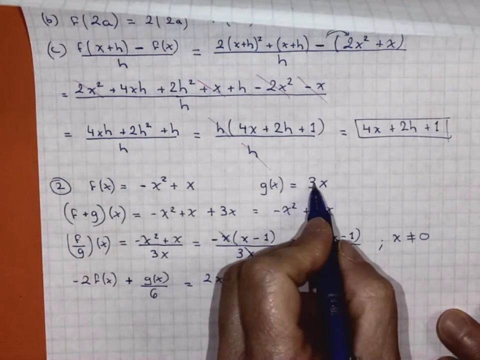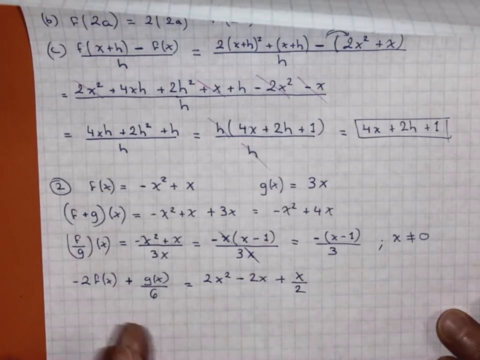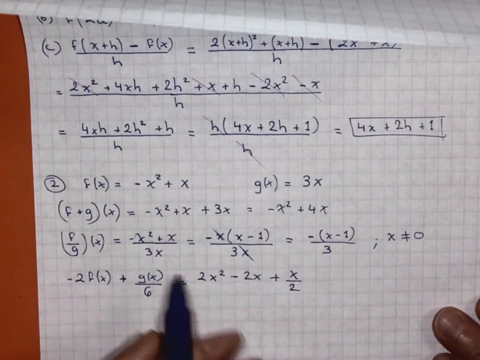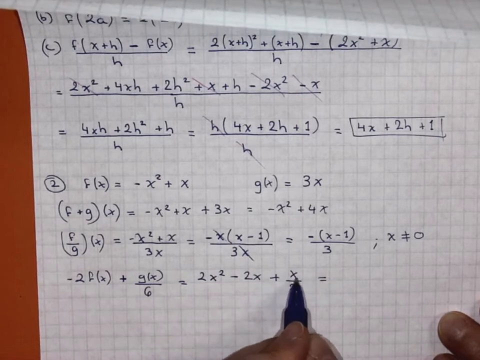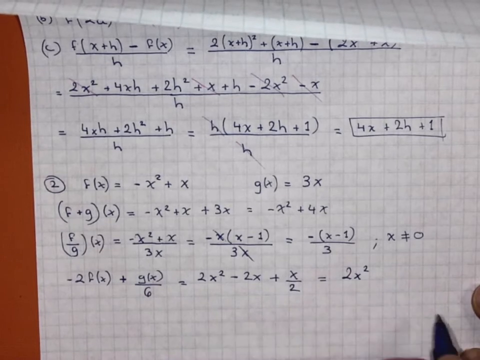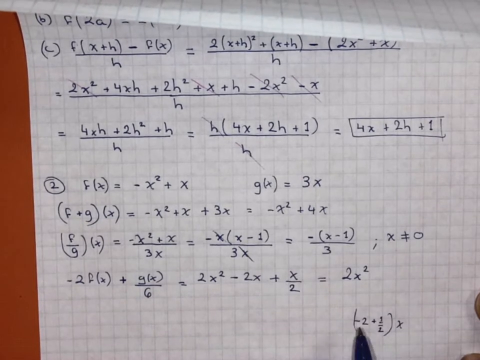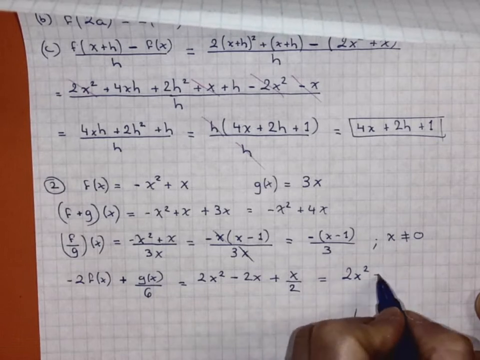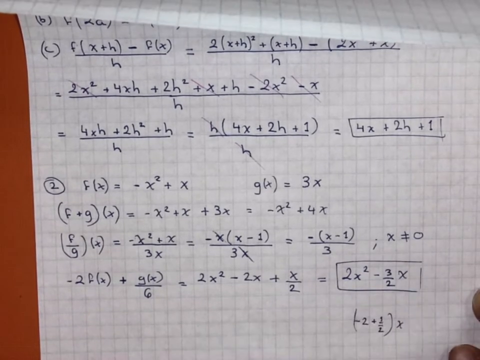So g of x is 3x. 3x divided by 6 will be x over 2. And now I have like terms. They don't look like it, but they are, right? Because this is the same thing as 1/2 x and negative 2x. They go together, right? So we have 2x squared, and I have a negative 2 plus a 1/2, right, of x. So this will be a negative 4 plus 1 is negative 3, so that's negative 3/2 x. There we go.